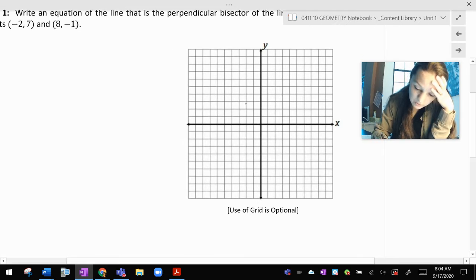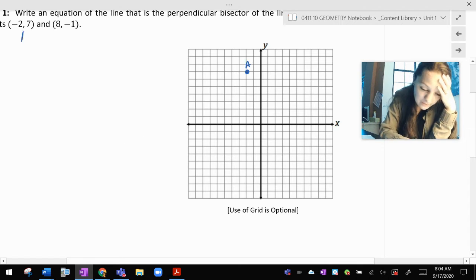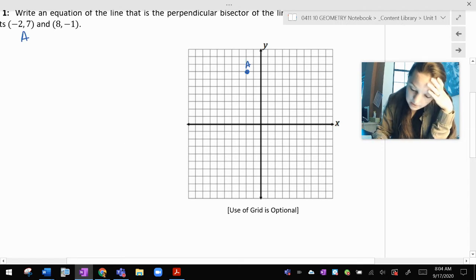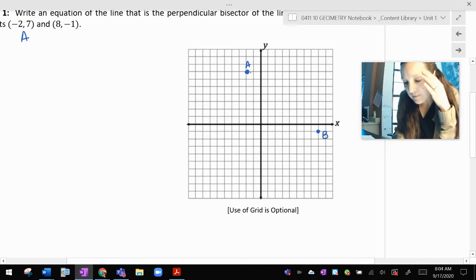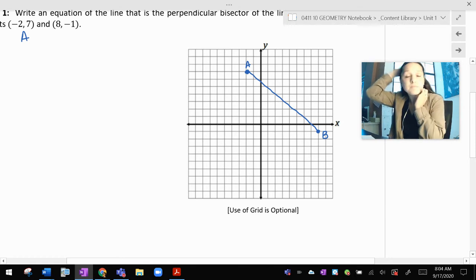Over 2, then 1, 2, 3, 4, 5, 6, 7. I'm going to call that A. Then 8, I think this is 10 out, so 8 would be here, and -1: 1, 2, 3, 4, 5, 6, 7, 8. Yeah. And I'm going to call that B. So here's my original segment.